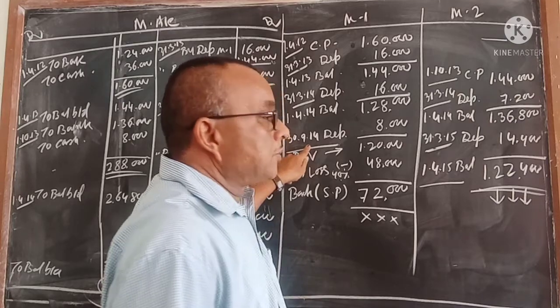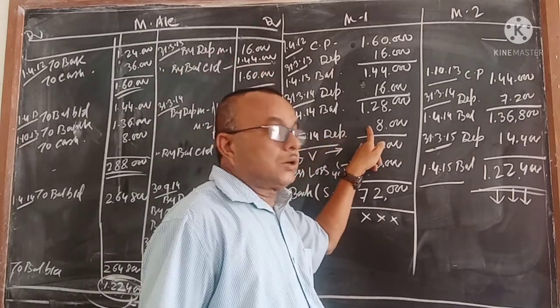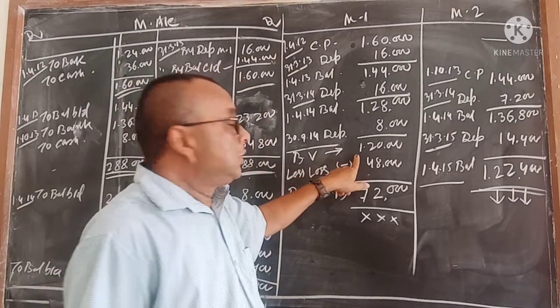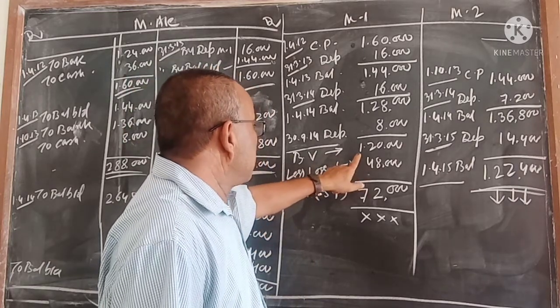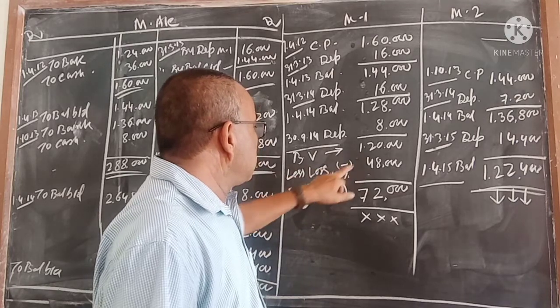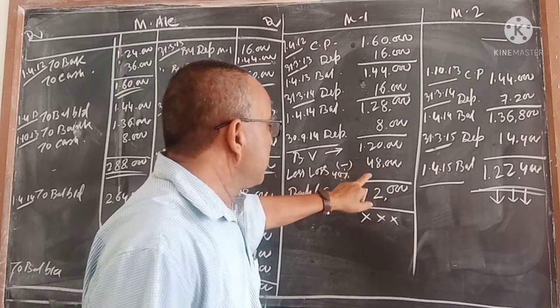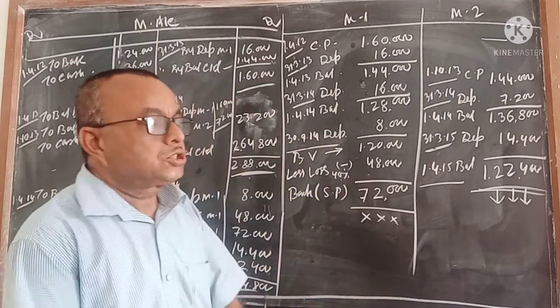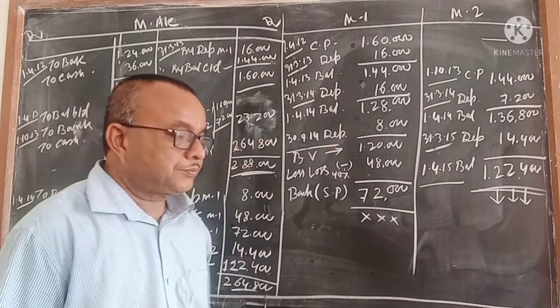38,900, which comes after 6 months, or that it is 8,000. So your book value on the date you sold the machine is 1,20,000. And you got a loss of 40%. 40% of 1,20,000 is 48,000, and you have sold this machine and got cash of 72,000 for the first machine.